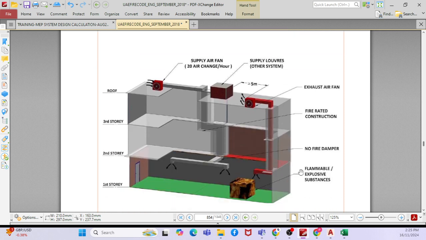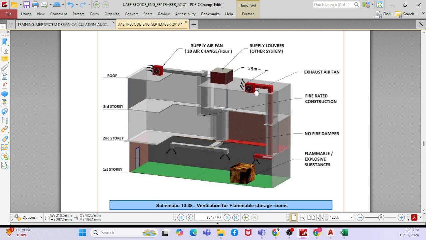Looking at one of the example projects, where you have first story, second story, third story, and the roof, with hazardous material that may be flammable or explosive substances, you can see that the exhaust is designed for 20 air changes per hour, and the supply air fan is designed for 85 percent. The intake and exhaust will be kept 5 meters away.